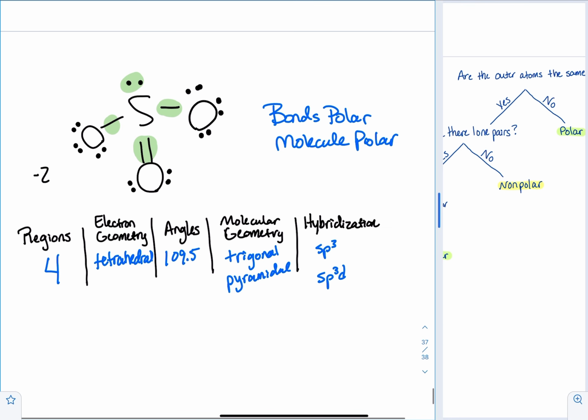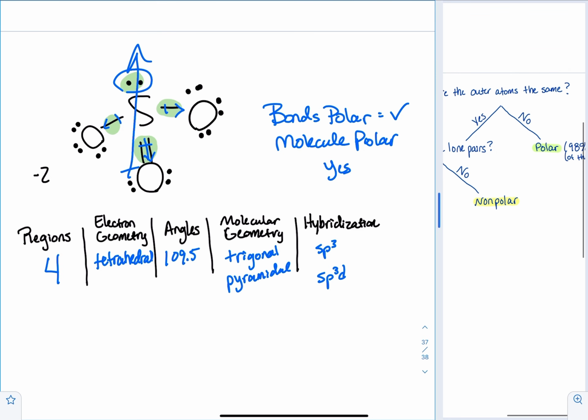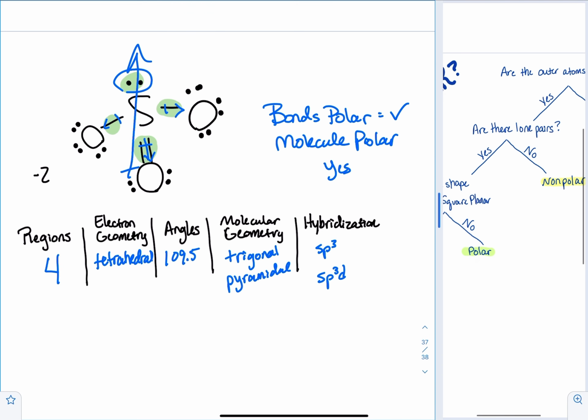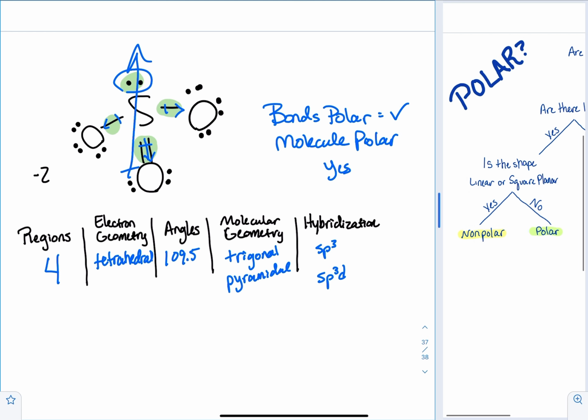Now let's check this one out. We've got a lone pair right here that's going to be overriding a whole lot of the effects of any of the bonds. And then this is going like that. So the bonds are polar, yes. Is the molecule polar? Yes. So if we follow this again, are the outer atoms the same? Yes. Are there lone pairs? Yes. Is the shape either of those? No, it's polar.